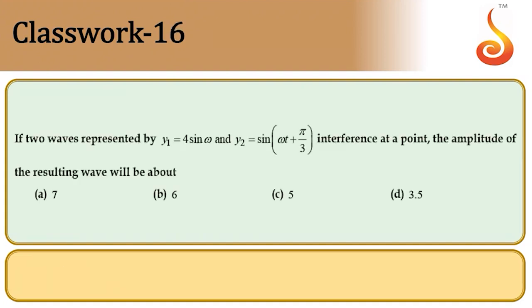Example 16. If two waves represented by y1 is equal to 4 sin omega t and y2 is equal to sin (omega t plus pi by 3) interfere at a point, the amplitude of the resulting wave. Okay. So clearly notice that in this case, the phase difference is pi by 3. The first wave is of amplitude 4 and the second wave is of amplitude 1, correct?